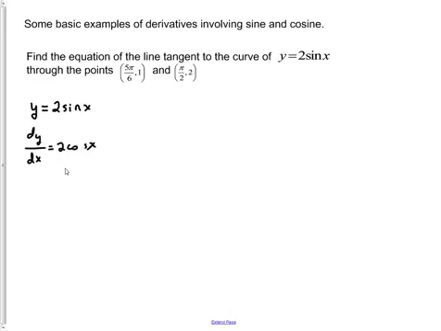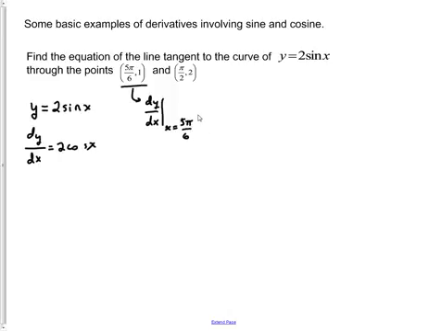That's our derivative. So let's talk about how we find the slope of a line tangent to a curve. What we need is a slope and a point. Now, we've got our point. What we need is a slope. We evaluate the derivative, dy/dx, at the given x value. So we're going to evaluate this at x equals 5 pi over 6 and see what happens.